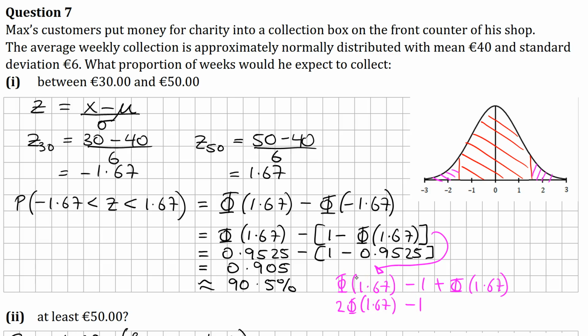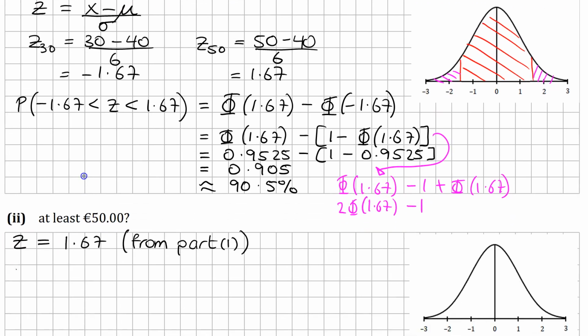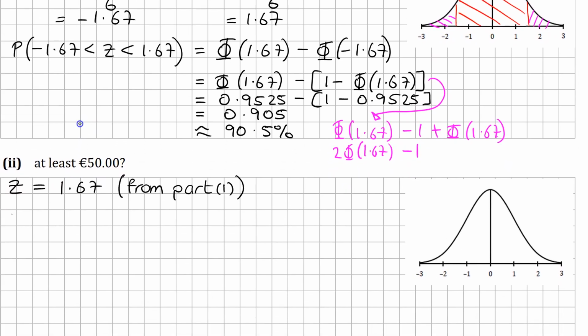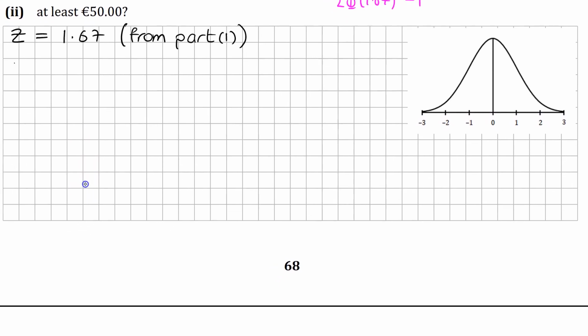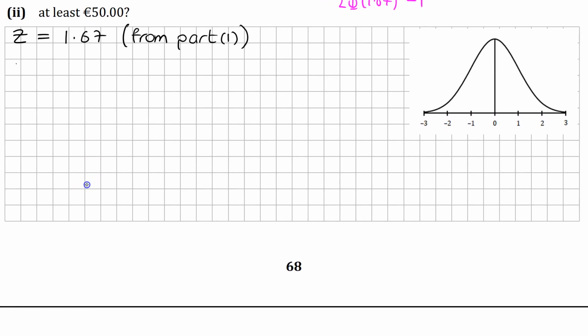But it's simpler just to go highest minus lowest at all times. Okay, so the next part of this question says that they get at least 50 euros. We know that 50 euros corresponds to a z-score of 1.67, roughly here, but this time we want at least. So what does this mean? The probability of a z-score greater than 1.67.